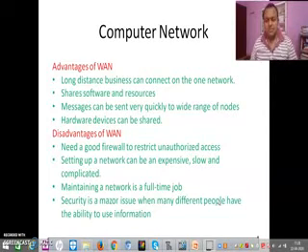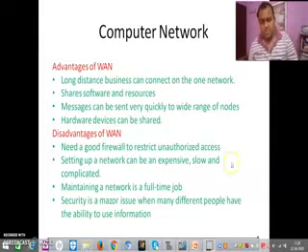Now disadvantages: it needs a good setup, as it needs a good firewall to restrict unauthorized or illegal access. If you are spreading your network just like anything, then you will get problems restricting unauthorized access. Setting up a network can be expensive, slow and complicated, that is, it will take a lot of time to set up a WAN across various countries or various continents. Maintaining a network is a full-time job. Security is a major issue when many different people have the ability to use information.